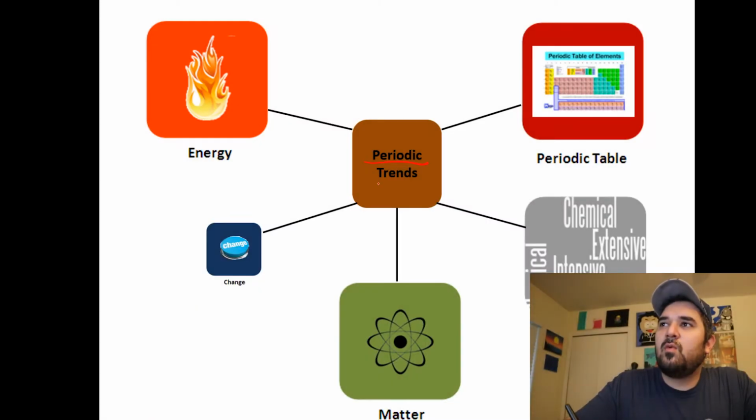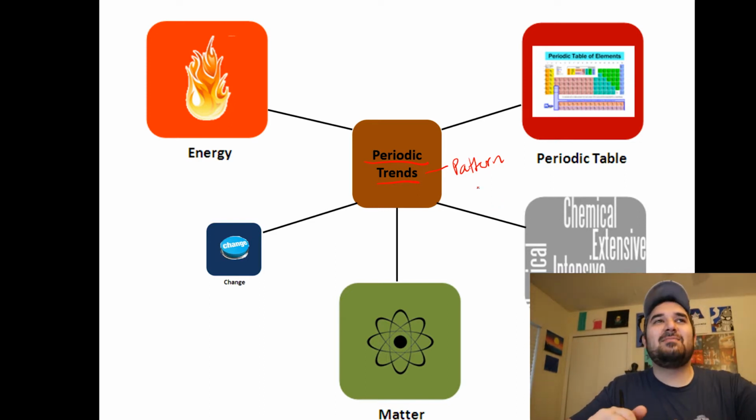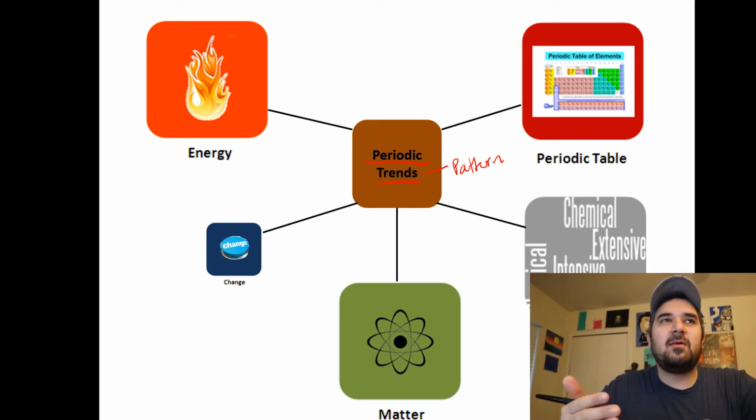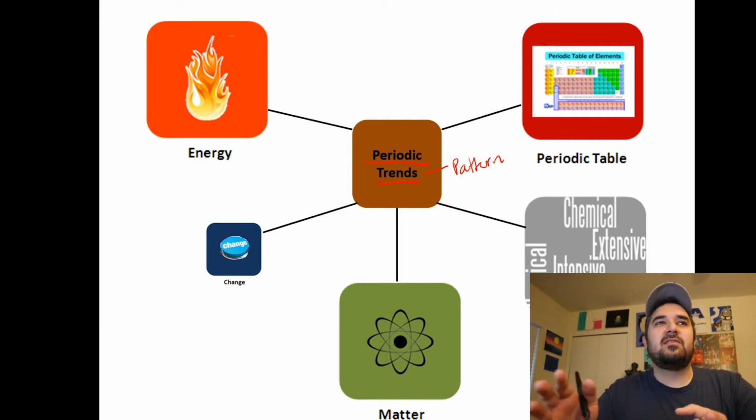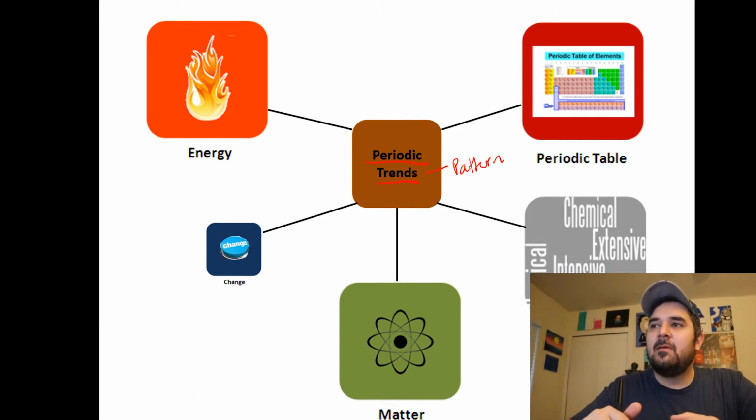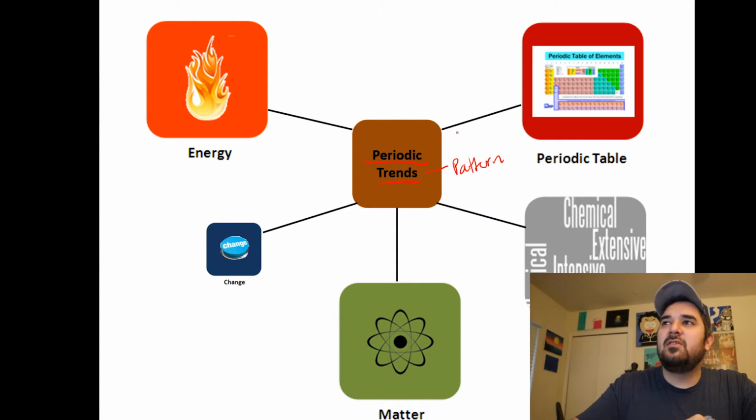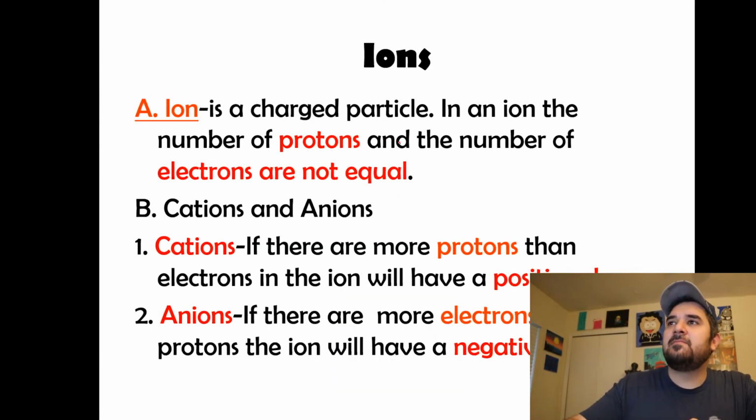Today we're going to be talking about periodic trends. So, periodic trends. What are trends? A trend is basically a pattern. And when we're talking about periodic trends, we're talking about patterns that we see on the periodic table. So, at the top of your page, you're going to write down periodic trends.